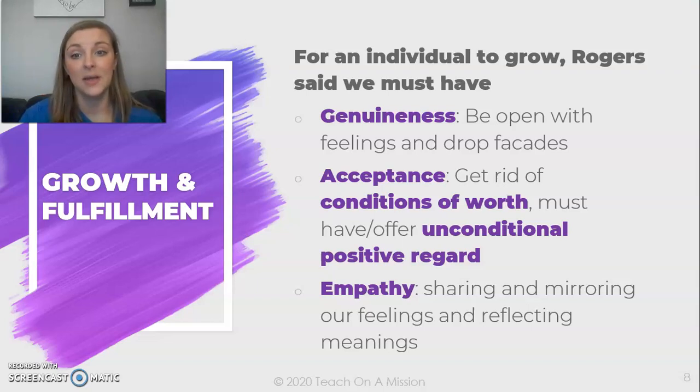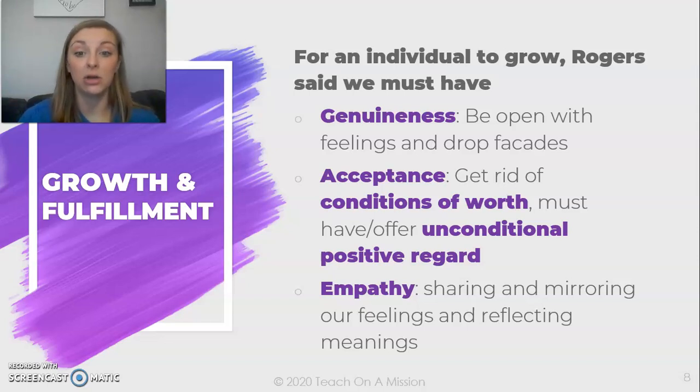The next is acceptance. We need to get rid of any conditions of worth, meaning that in order for you to accept yourself, you need to get rid of any conditions. Like, okay, well, I'll be happy with myself if I lose 10 pounds or if I can make this team. We also must either have or offer unconditional positive regard. Think of it as unconditional love. You need to have someone who is going to constantly be there for you and offer you support no matter what. A lot of times we find this in parents, but not always. It could be a friend or a teacher that's going to offer support and help you move towards this level of acceptance. And then finally, we need to have empathy in order to grow.